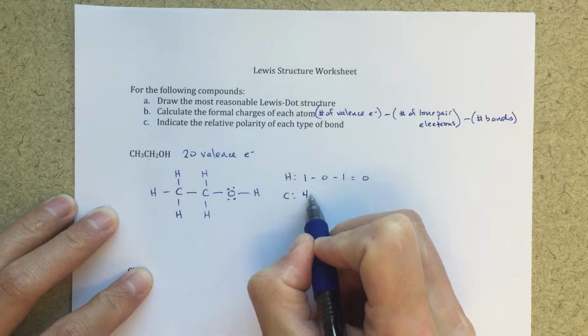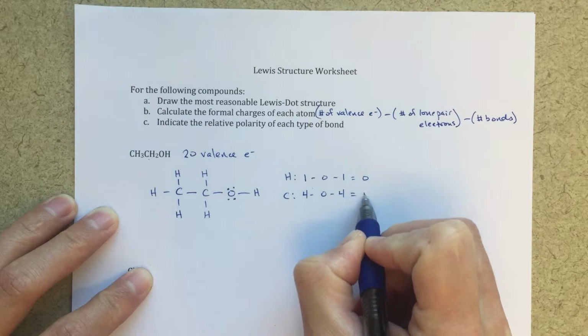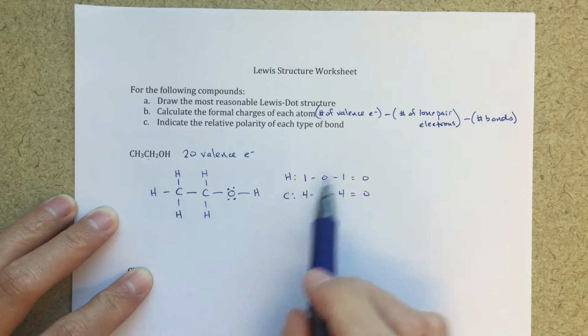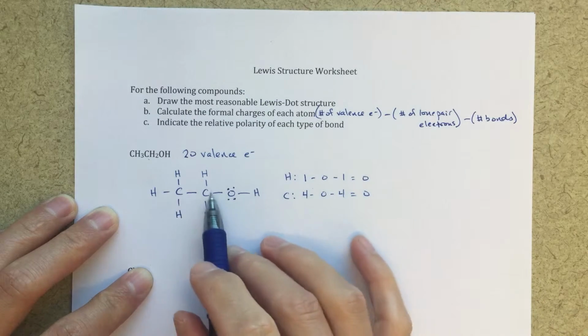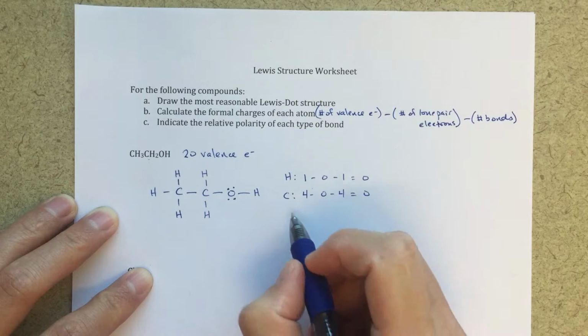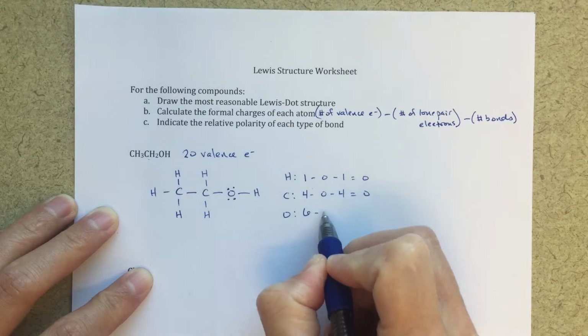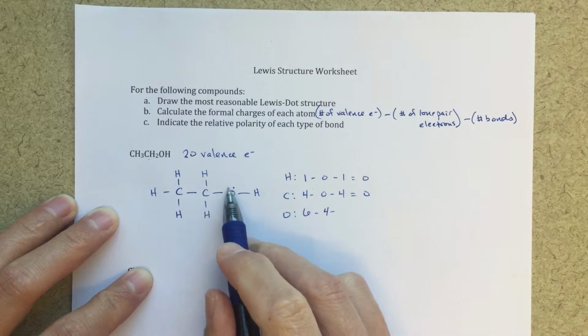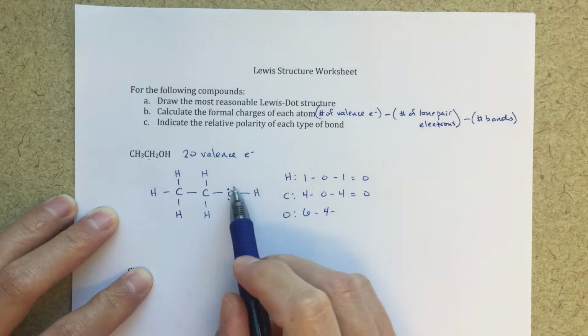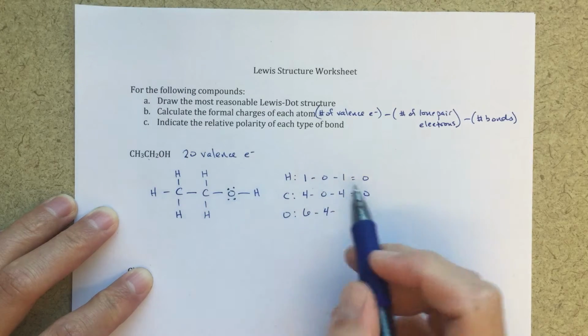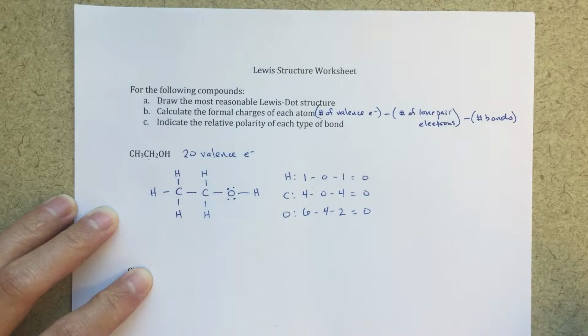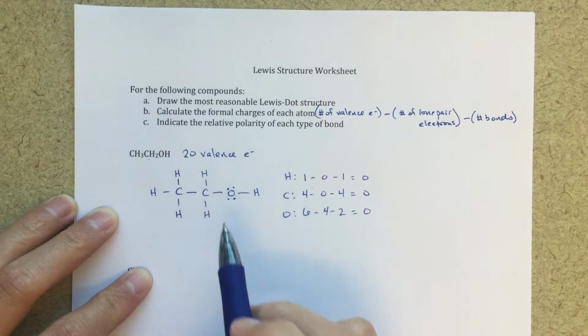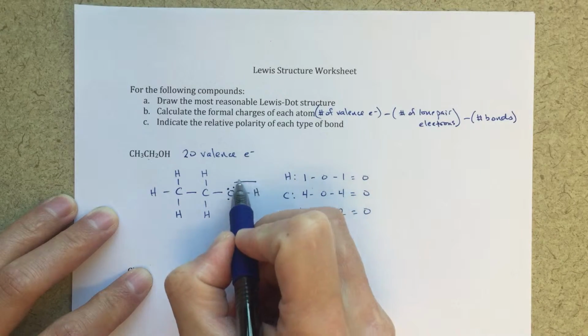For carbon, that's going to be 4 minus 0 minus 4. So 4 valence electrons for carbon, 0 lone pair electrons, 4 bonds to each one of my carbons, again 0. And for oxygen, we're going to start with 6. We're going to subtract 4 for the lone pair electrons, and then 2 bonds equals 0. The last thing we need to do is indicate the relative polarity.